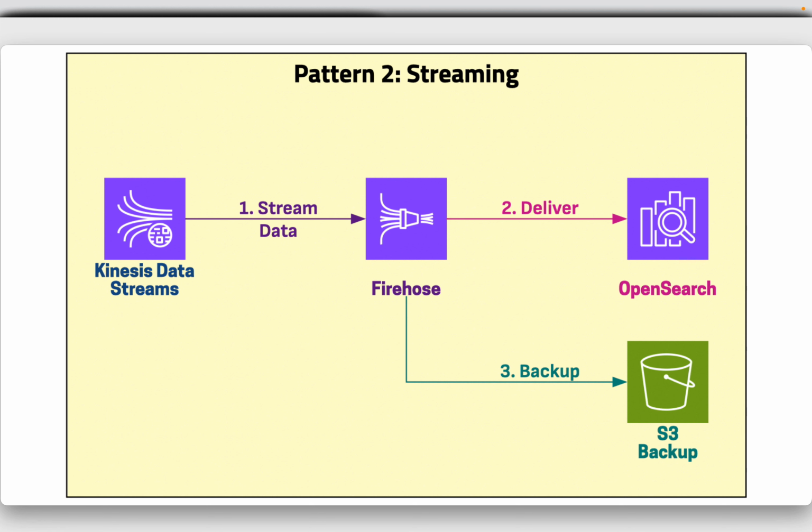Next is the streaming pattern. Kinesis Data Streams receives the data, which flows to the Firehose for delivery to OpenSearch. Failed records are backed up to S3.